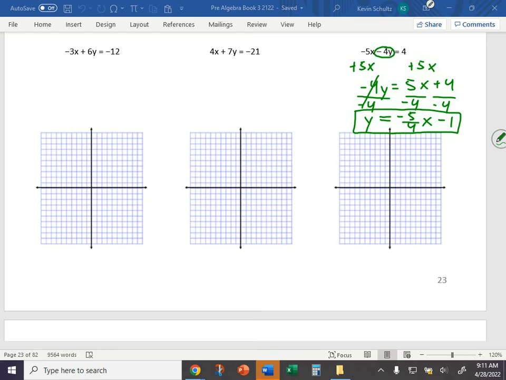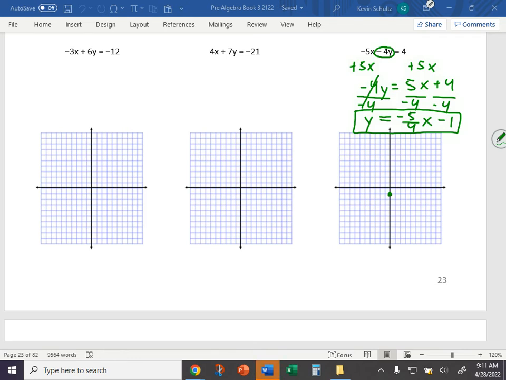How do we graph this? We've written it in slope-intercept form. We've done the hard part. How do we graph it now? Camille? Don't you graph -1 on the y-axis? Yep, and then we go down 5/4. Excellent. We plot -1 on the y-axis.